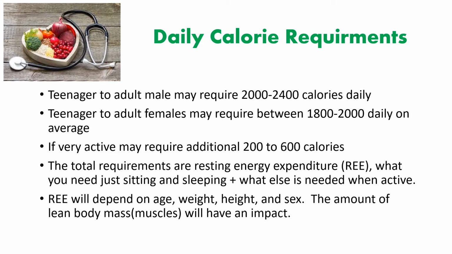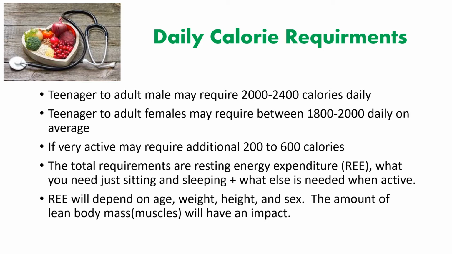So this slide just talks about what your actual daily requirements are in terms of calories. A teenage male to an adult male may require from 2,000 to 2,400 calories, and a teenage to an adult female may require between 1,800 to 2,000 calories on average. Women will generally require fewer calories because they tend to be smaller. We may have smaller muscle mass. And if the person is very active, if they're an athlete or they exercise a lot, they may require an additional 200 to 600 calories.